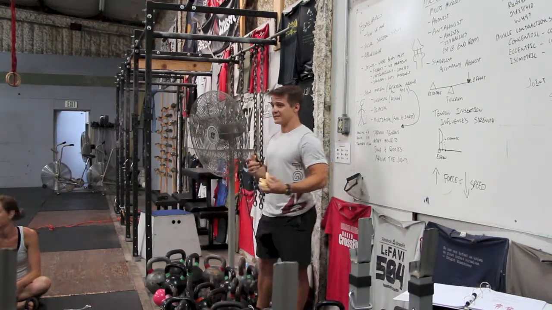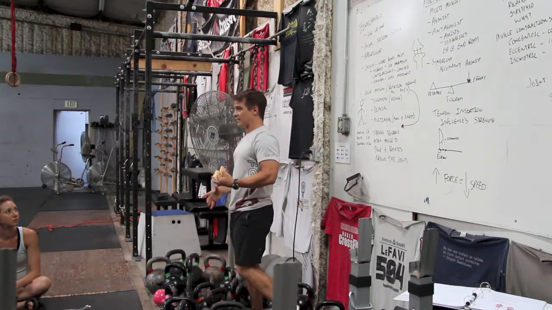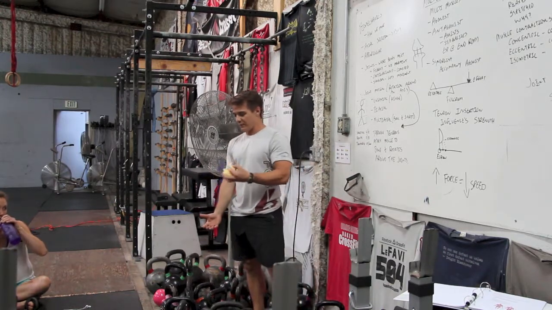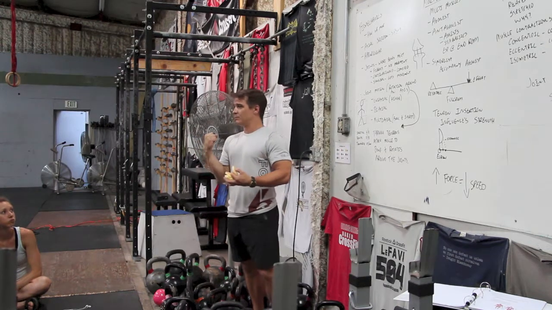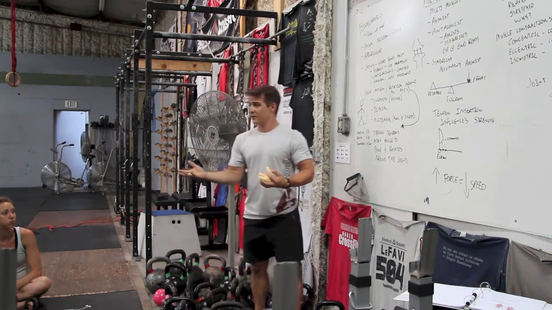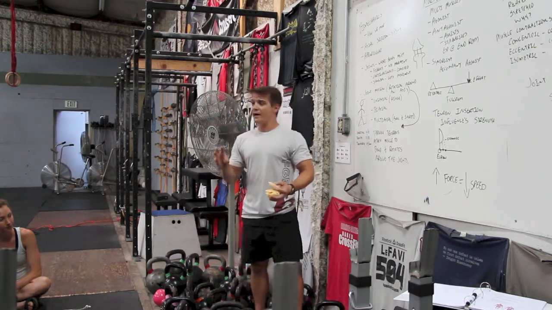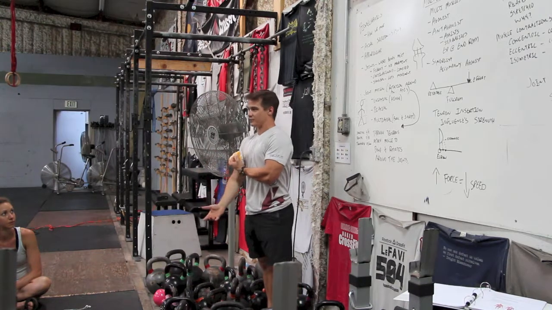The antagonist is the exact opposite muscle group. The example I was given in the notes is, well, we'll get there in a second, but if I'm bicep curling, what is the opposite muscle group? Triceps, right? So the triceps are trying to stop that motion from happening. But they're also playing an important part because they help stabilize the agonist muscle.